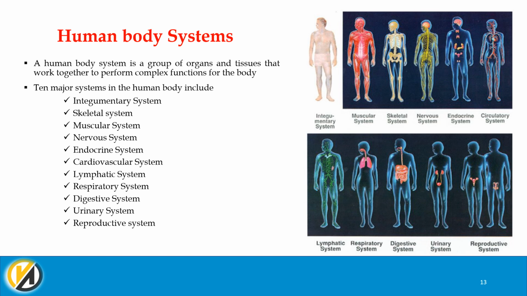And all of these human body systems require the required amount and type of nutrients for proper functioning. Any limitation or excess amount of nutrients will affect these systems and will result in morbidity and mortality.